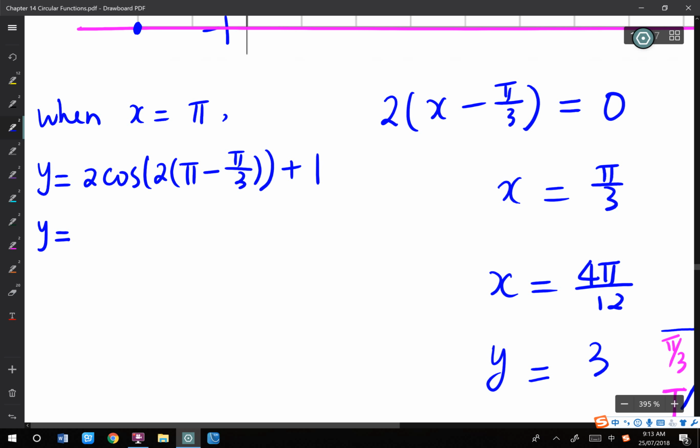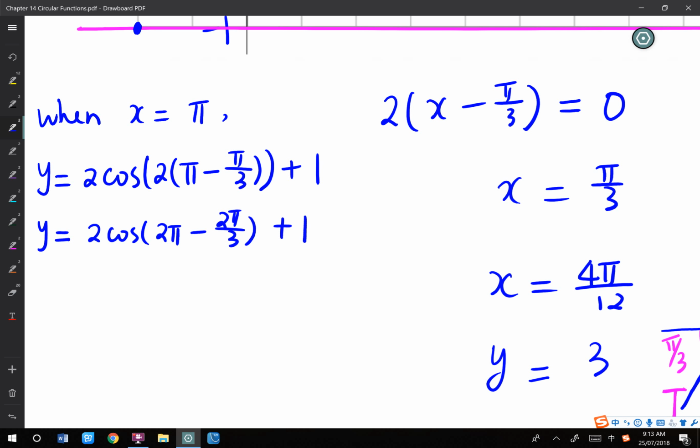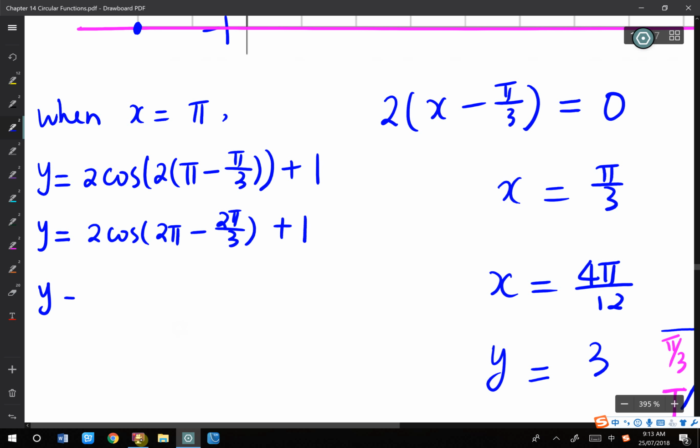Okay, I will do an interesting thing here. I will expand the bracket. That's 2 pi minus 2 pi over 3 plus 1. Why I expand the bracket? Because I see 2 pi here. I know we love 2 pi because we can just ignore that.